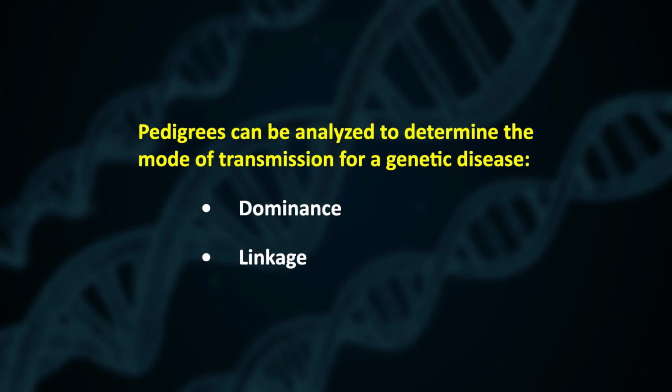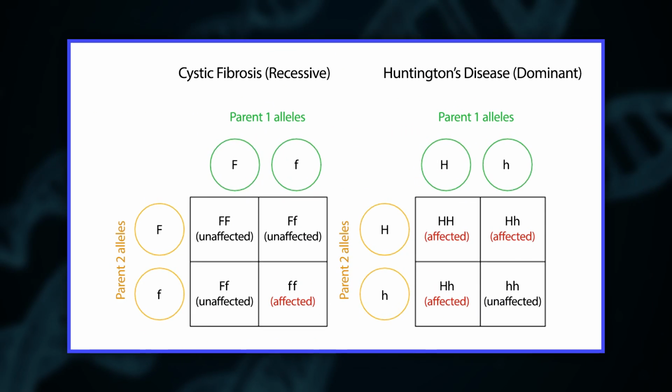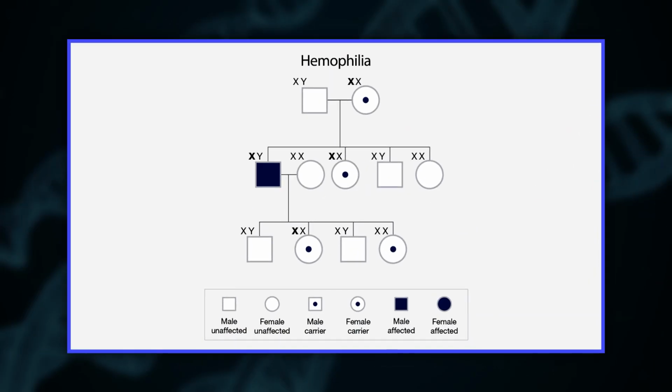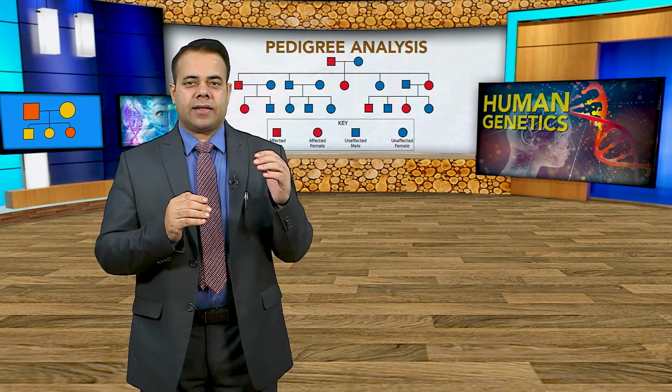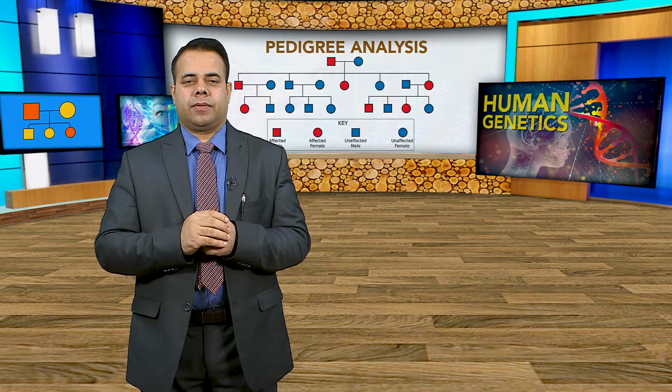For example, pedigrees can be analyzed to determine the mode of transmission for a genetic disease. Dominance: whether the disease alleles are dominant or recessive. Linkage: whether the disease alleles are X-linked on the X chromosome or autosomal. To study the inheritance patterns of genes in humans and other species for which controlled matings are not possible, geneticists use the analysis of pedigrees and populations.